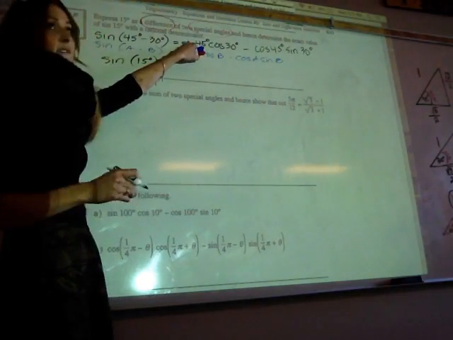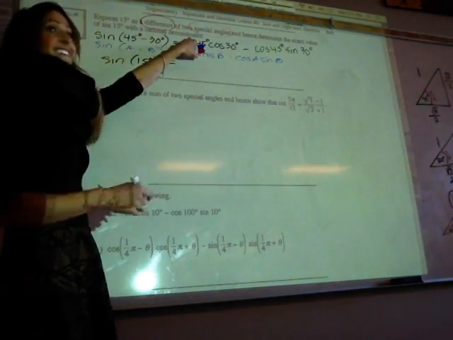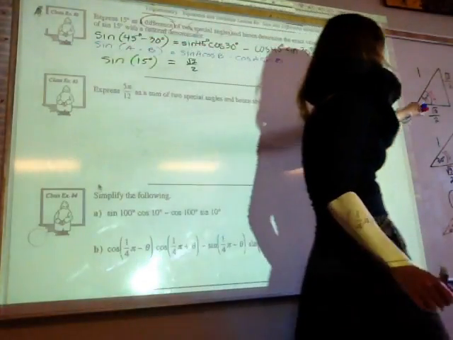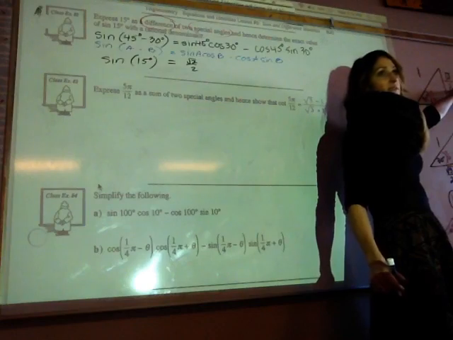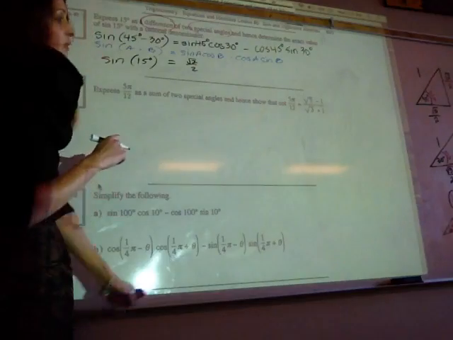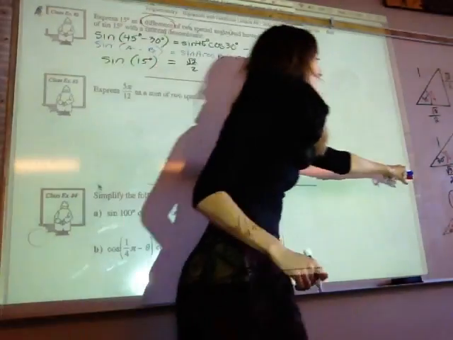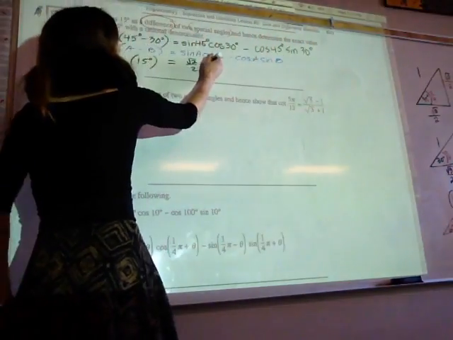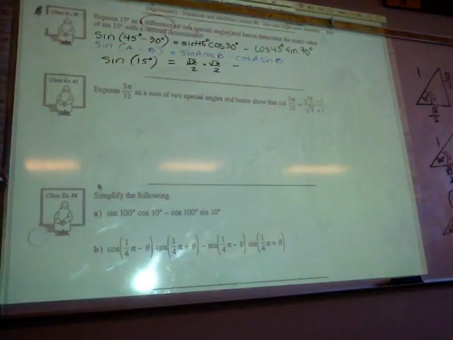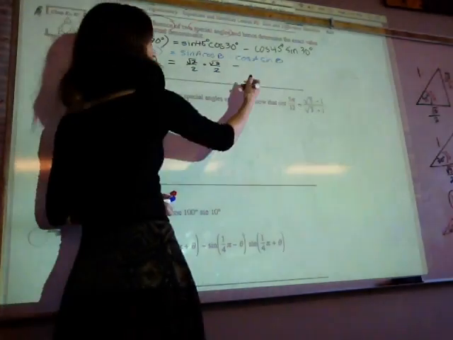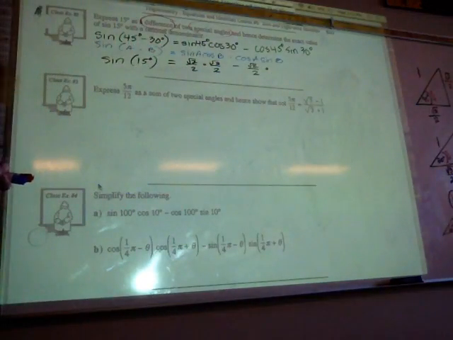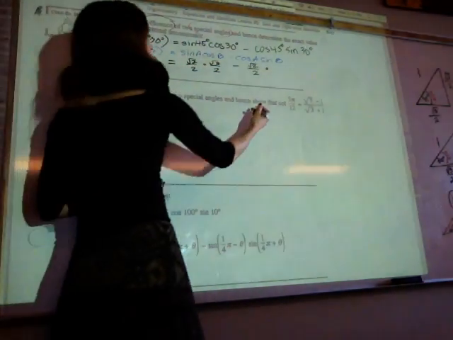So sine 45, root 2 over 2. Okay, you're looking at the y-coordinate of 45 degrees. Okay, root 2 over 2. Okay, multiplied by cosine 30. Cosine 30 is the x-coordinate on the special triangle, root 3 over 2. Okay, and then we'll subtract cos 45 degrees. Will be root 2 over 2 as well. And sine 30 degrees is 1/2.